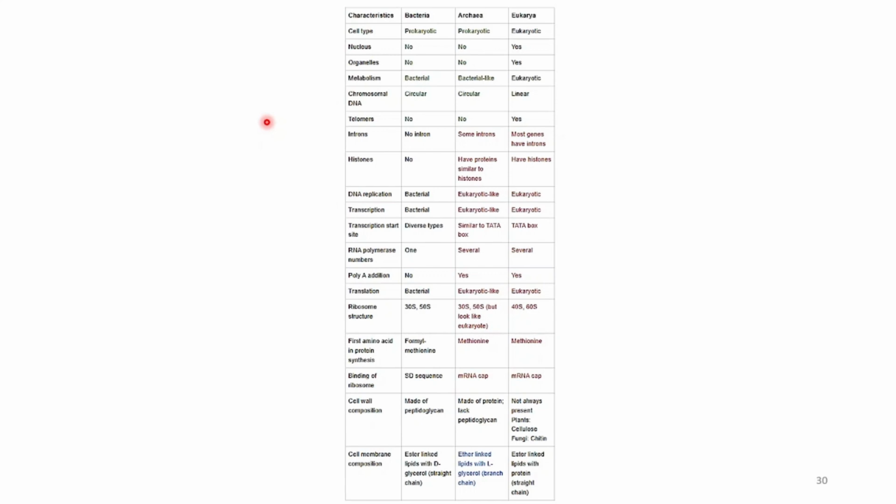Habitat wise, archaea are more diverse. They are basically the extremophiles. This term is basically for archaea only. They can live in deep sea, various diverse environments. Some bacteria can also live in such environments.